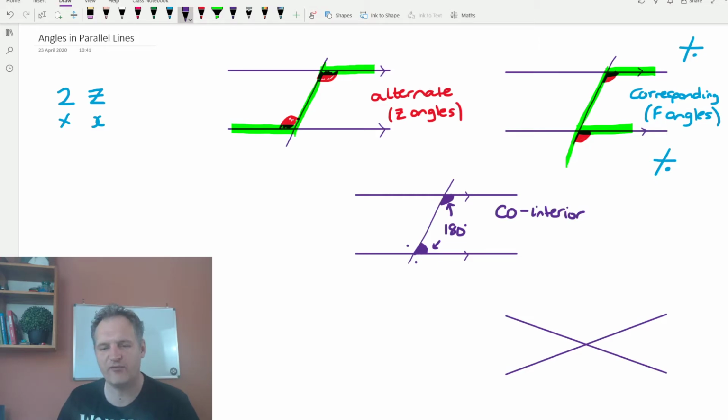Bit like me and my wife. We're together on the inside of the house. Lots of families are at the moment.